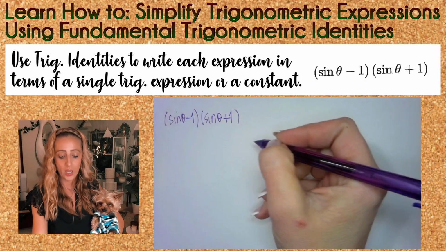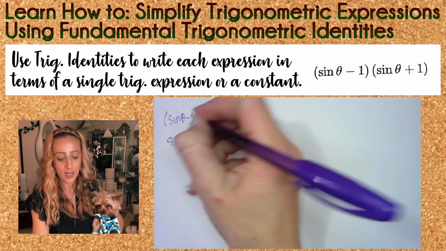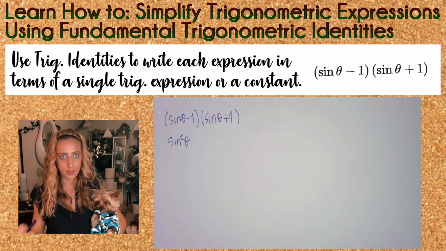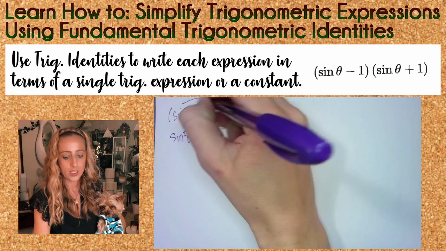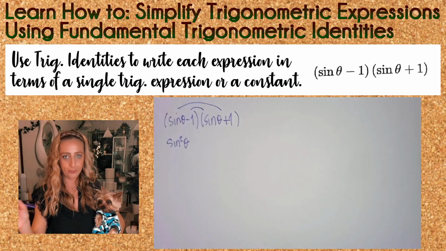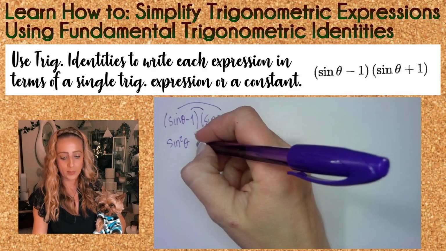So if I multiply first times first, I get sine theta times sine theta, and we write that as sine squared theta, not sine theta squared. Outer is plus sine theta. Inner is minus sine theta. Bye-bye. Adios. Last times last, minus 1.